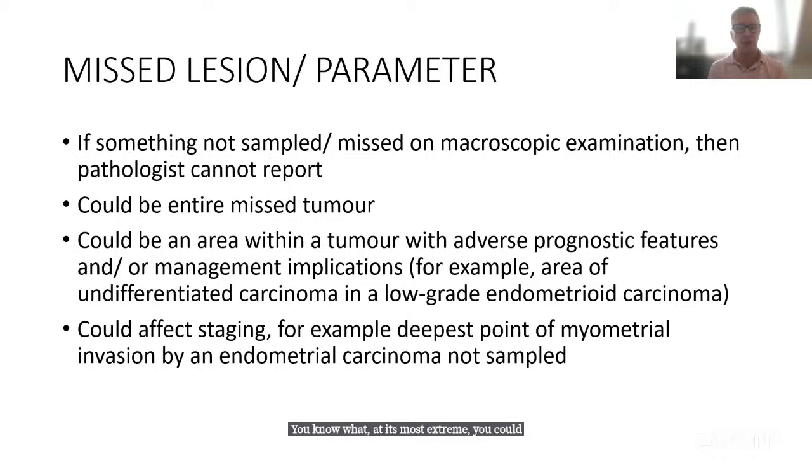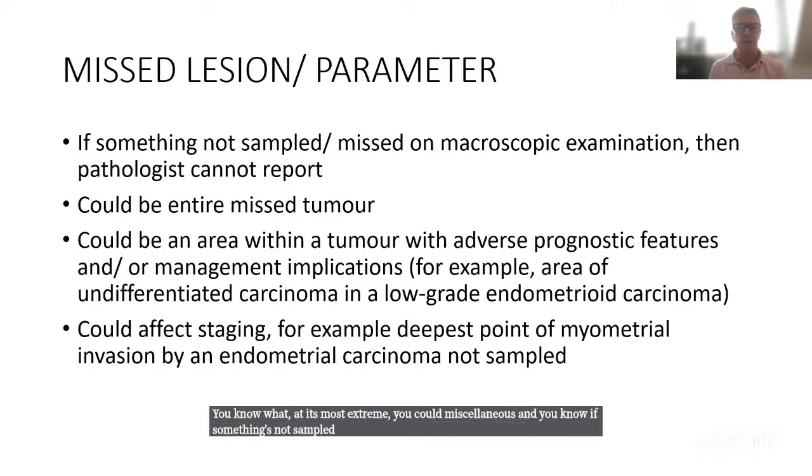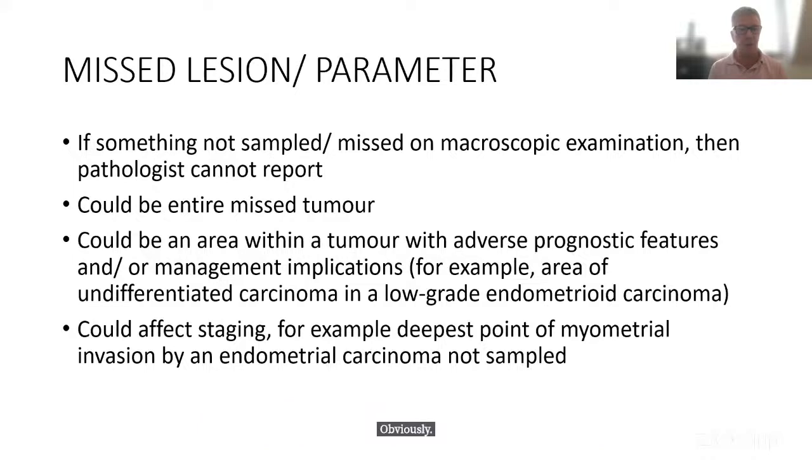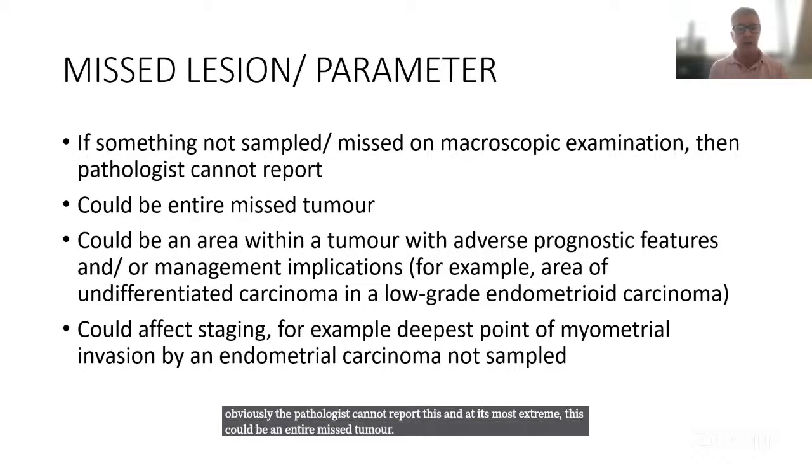If something's not sampled and it's missed in macroscopic examination, obviously the pathologist cannot report this. And at its most extreme, this could be an entire missed tumor. It could also be an area within a tumor with adverse prognostic features or management implications. For example, in a low-grade endometrioid carcinoma of the ovary, sometimes you get small foci of undifferentiated carcinoma, and if the tumor is not well sampled, that could potentially be missed.